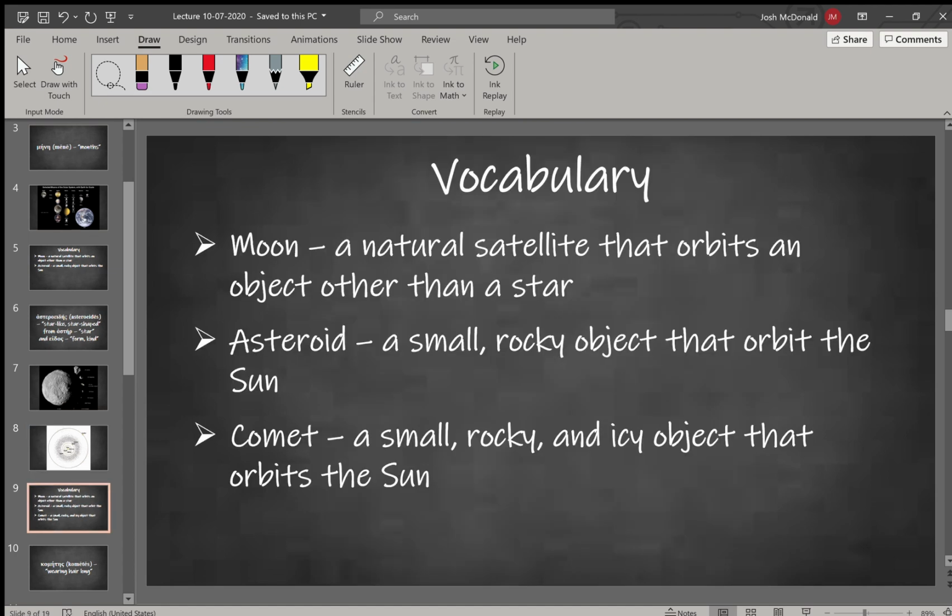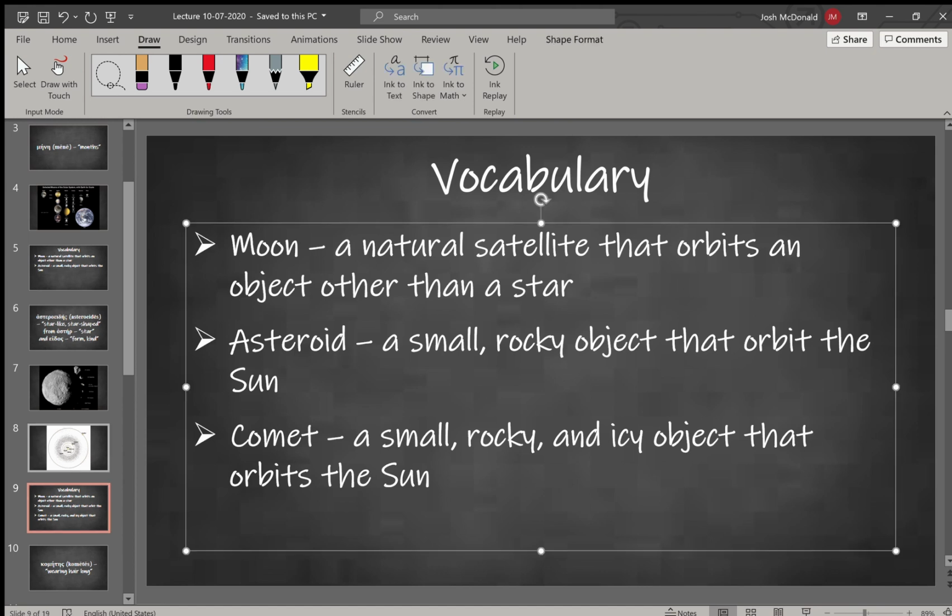The next object is a comet, and we're probably very familiar with these. These are small, rocky, but icy objects that orbit the sun. We have probably heard of quite a few of these in the past. Some of the more familiar ones are Halley's Comet. We've talked about Hale-Bopp in the past. We've talked about Neowise is a comet.